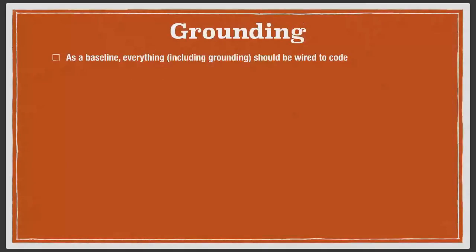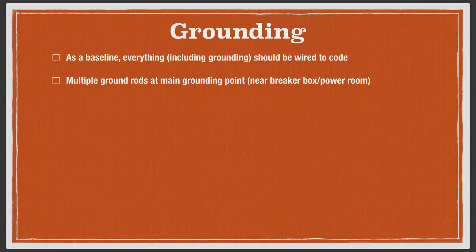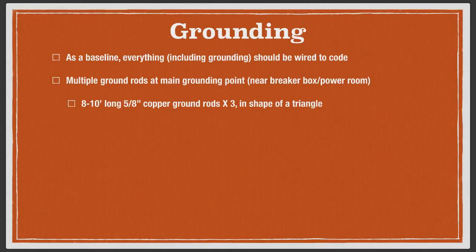Now next, going beyond that, is multiple ground rods at your main grounding point. And this is going to be the place that's near your breaker box. There's going to be ground rods in the ground. And we're talking multiples here. We're talking at least 8 to 10 feet long, 5/8 inch copper ground rods. And I would recommend 3 of them and put them in the ground in the shape of a triangle.